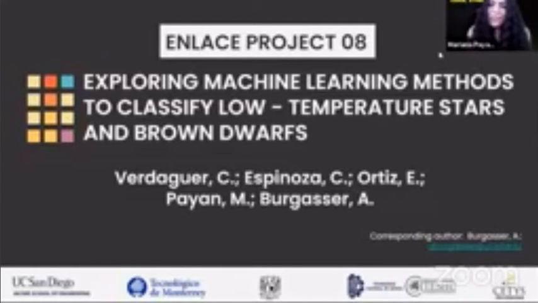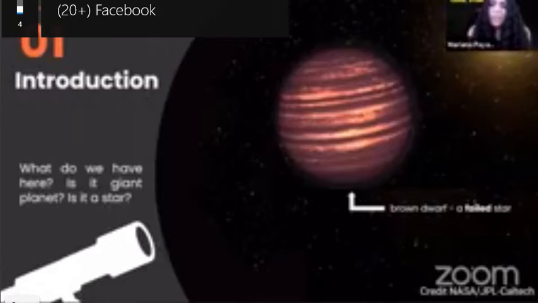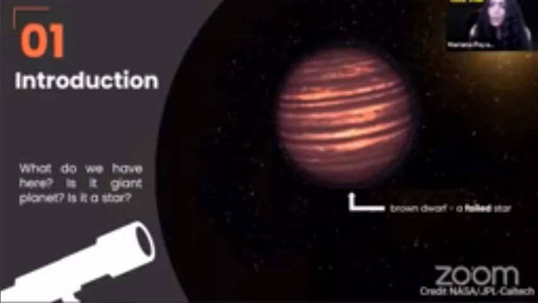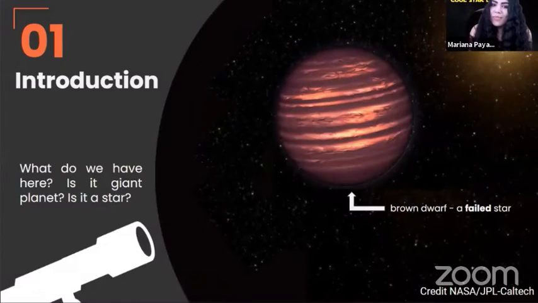And today we're going to share with you our summer research project, which is exploring machine learning methods to classify low temperature stars and brown dwarfs. One of the main tasks of astrophysics is to identify stellar objects. Usually the classification of this object is done visually or by contrasting different astronomical databases, but nothing seems wrong with this. So what is the problem here?